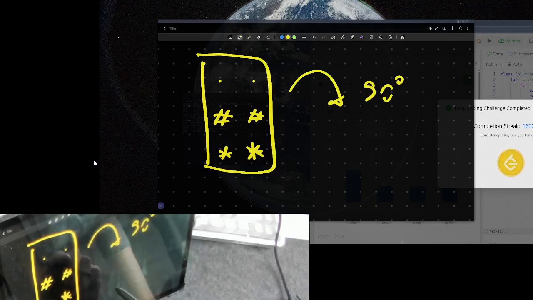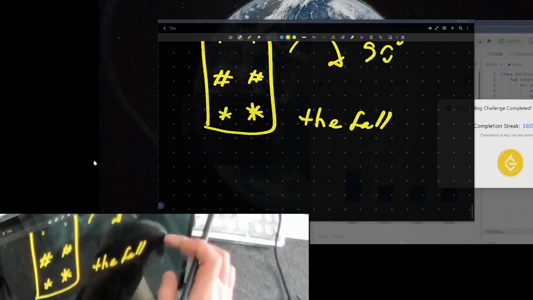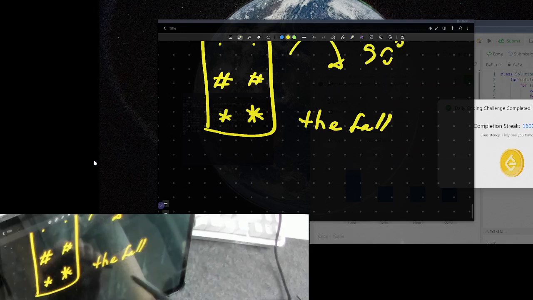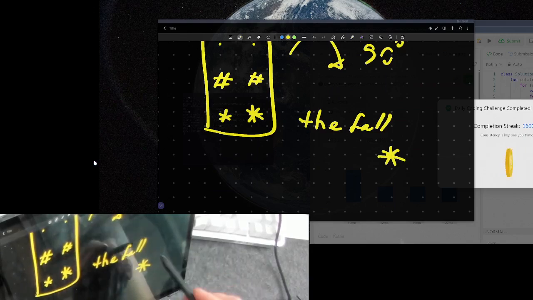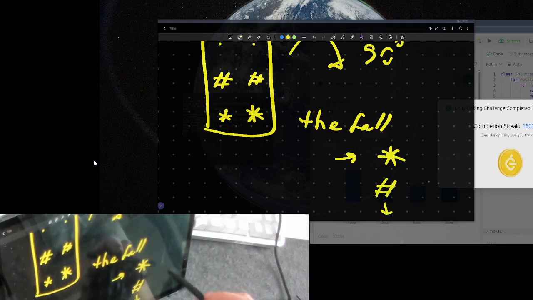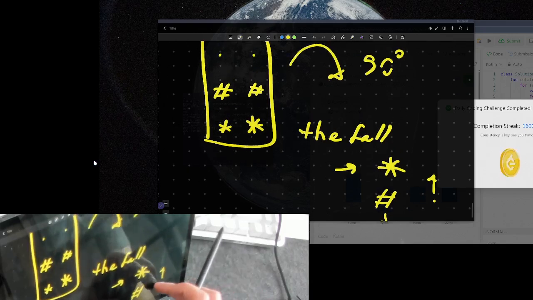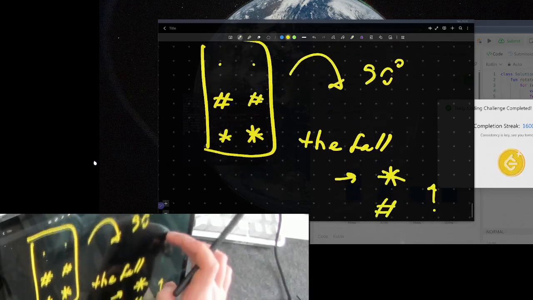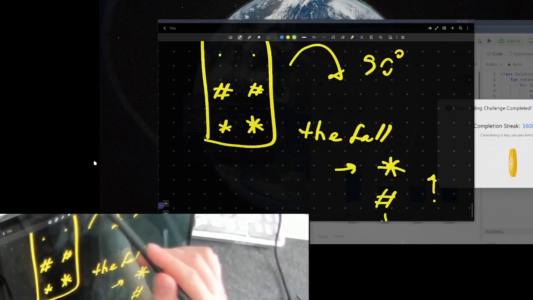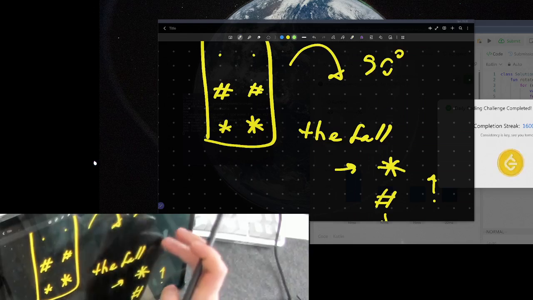So the fall is according to rules: the symbol of a star stays in place, the hashbang goes down and the dots bubble up. The solution is just to do this kind of simulation, and after that do this rotation.